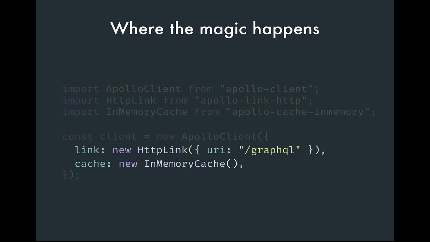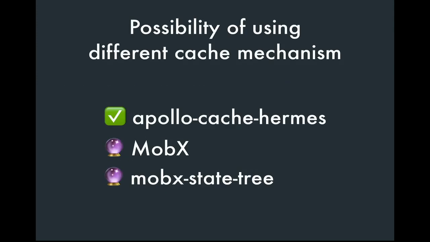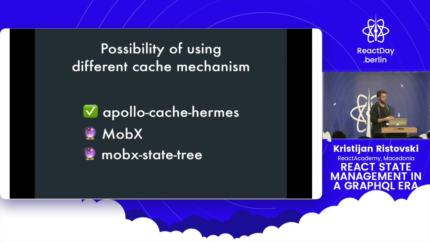So everyone can write an Apollo link, and they can integrate their own logic. And this gives us the possibility of using different cache mechanisms, like Apollo Cache Hermes. They've already written a cache that's faster than the Apollo cache. They just released 2.0, and there's a faster cache than ours. So that's pretty great. And probably in the future, we'll have implementations where under the hood we will have MobX or MobX State Tree, Redux, whatever.